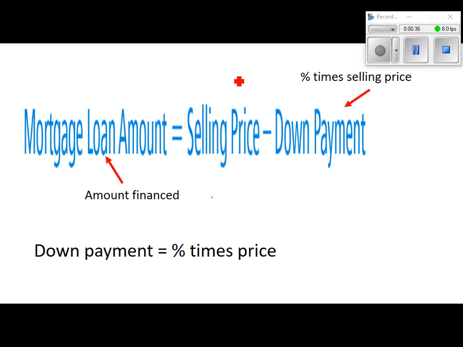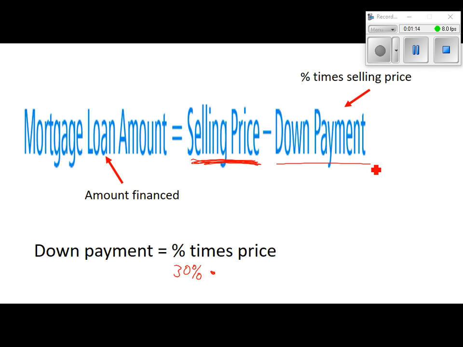First one, mortgage. When we dealt with mortgage, the amount of the loan that you financed is the selling price. So if you're paying $200,000 for the house, it's that selling price minus the down payment. The down payment, you take the percent, so it'll say like 20% or 30% down payment. So you take 30% times whatever that selling price is, and you got to subtract that off. So it's selling price minus the amount of down payment.